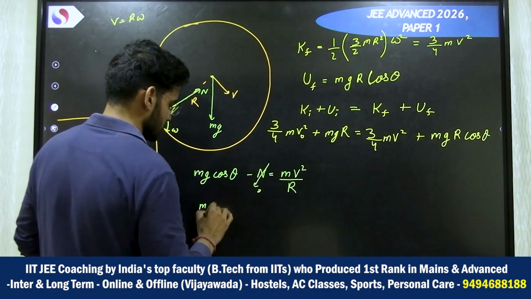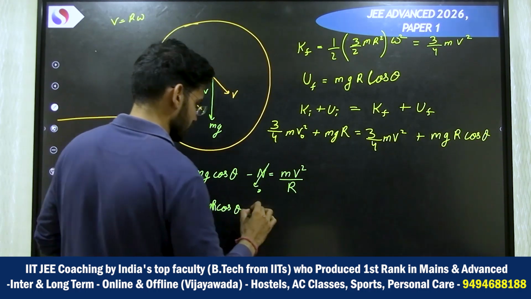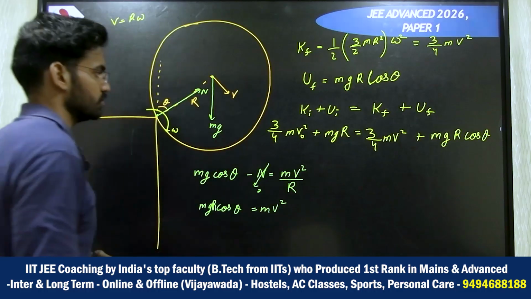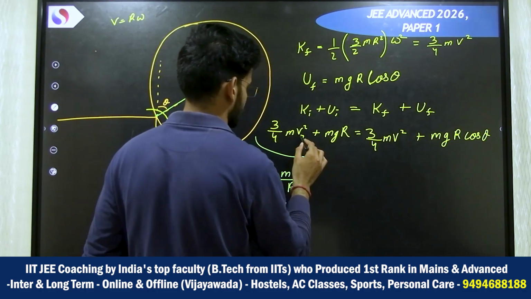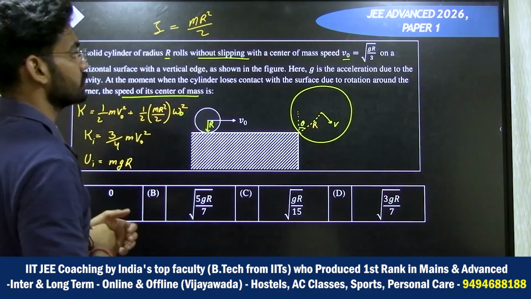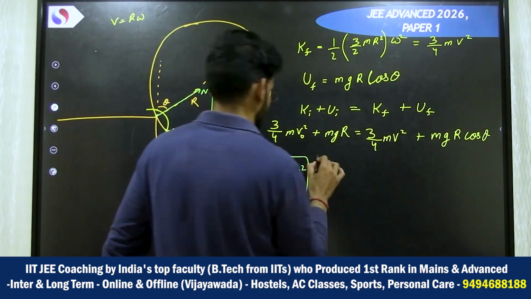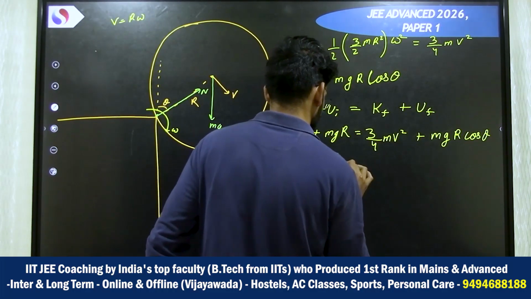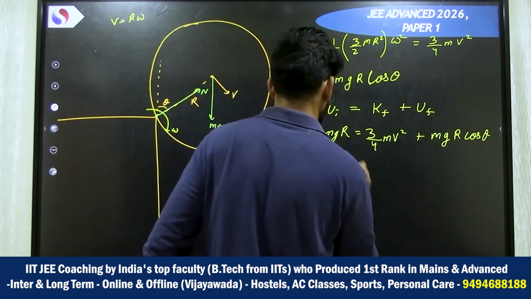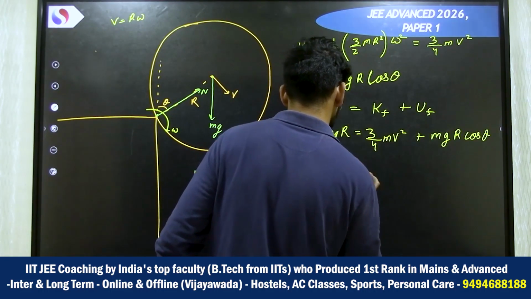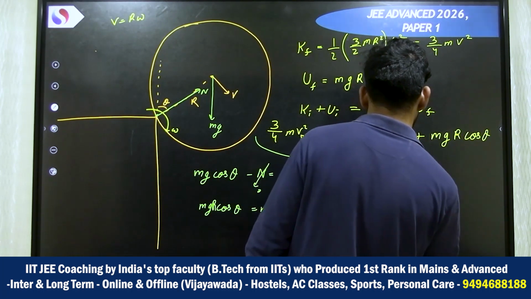So here we have mg cos theta. If we get the r this side, we have m v square, right? Now we can use this value, so put the value here. So we have 3 by 4, and v0 is also given. So let's use the v0 now: square root of gR by 3, right? So square is there. So 3 by 4 m gR by 3.